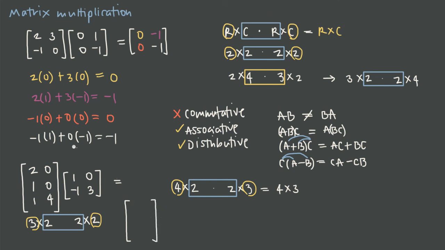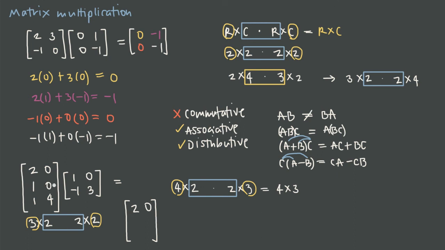To find the first entry, we'll take the dot product of 2, 0 and 1, -1. So 2 times 1 is 2, plus 0 times -1 is 0. So 2 plus 0 gives us 2. So we have a 2 there. And then we take 2, 0 multiplied by 0, 3. So 2 times 0 is 0, and 0 times 3 is 0, so 0 plus 0 gives us 0.